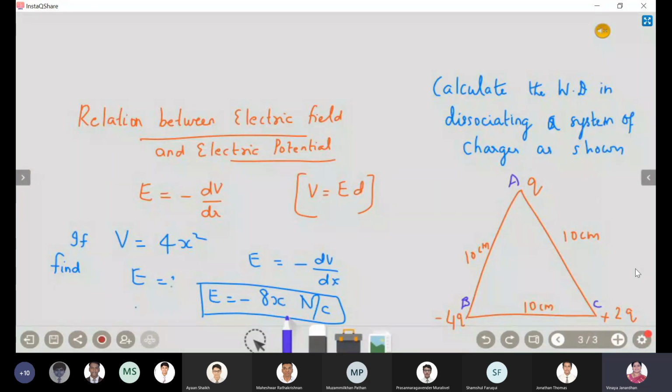That's clear, boys? Yes, ma'am. Now we should find the potential energy, right? We'll do it step by step using the work done. The value of Q is 1.6 into 10 to the power minus 10 coulomb.